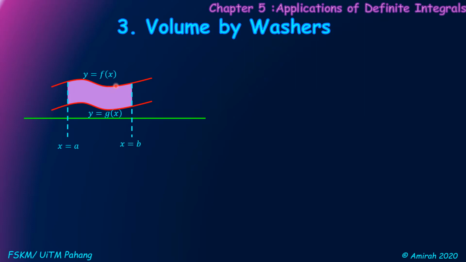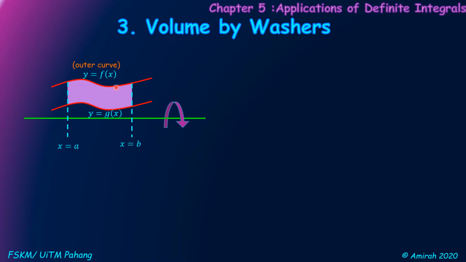Now suppose the generating region here is bounded by two curves, y equals f(x) on the top and y equals g(x) on the bottom. This time when you revolve this region around an axis, let's say our axis of rotation is a horizontal line here. This is the rotation symbol. When you revolve this region around an axis, the slice perpendicular to that axis will look like washers.